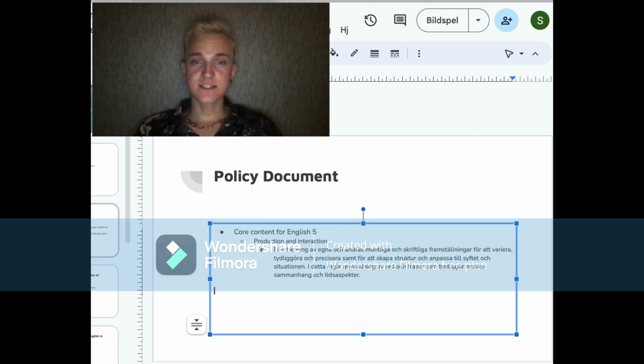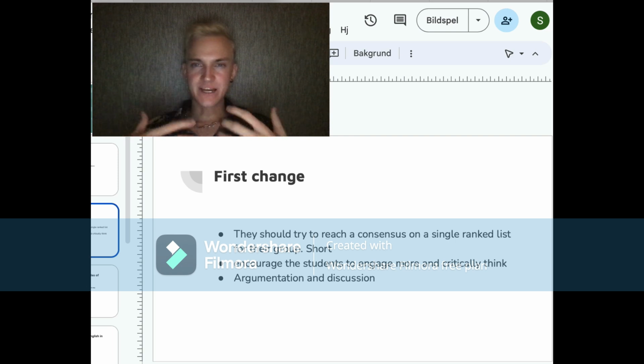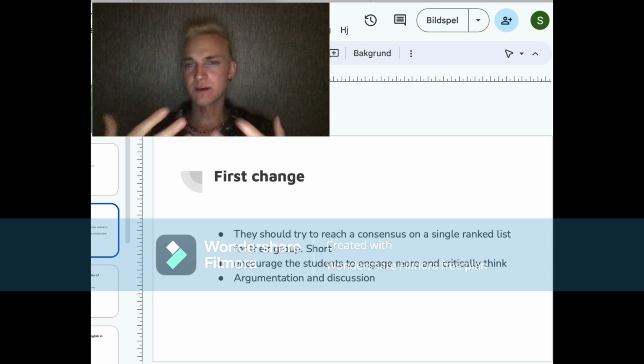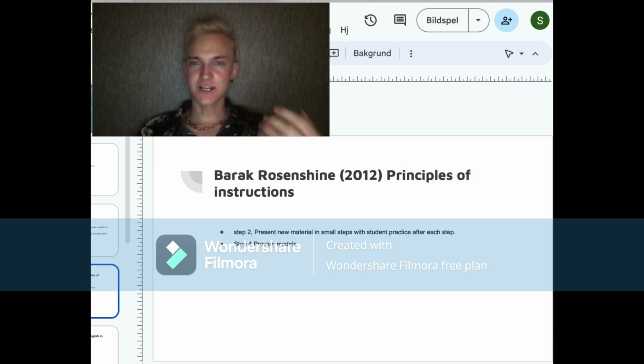So to reflect this, the first change I made was, instead of the students just comparing what they wrote, I want them to work together with the other pair to create a consensus list where they agree upon it. I believe this encourages the students to engage more, since it will feel more realistic and be more interactive for them, so they hopefully will engage more. And I also believe it helps them to start laying the groundwork for how they can critically think about these topics. And again, it's for argumentation and discussion.